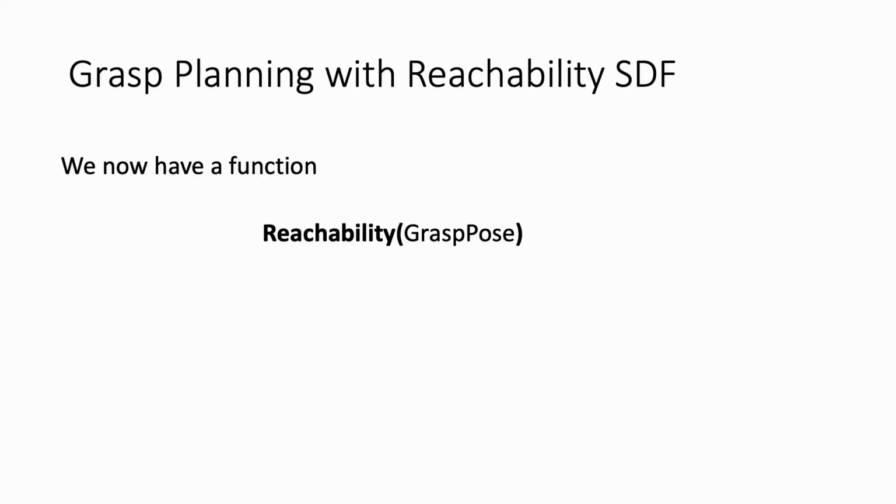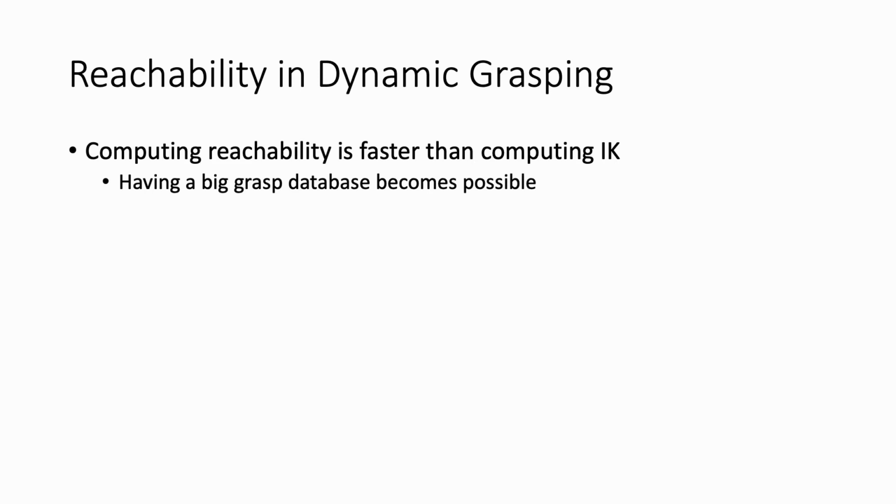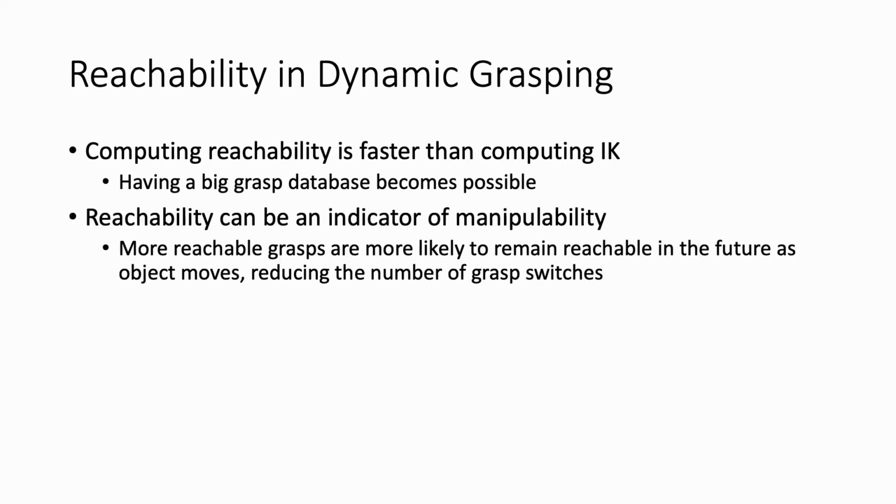We now have a function that takes in a 6D grasp pose and returns its reachability value. Our previous work has shown that this function, used as an objective function along with other stability objective functions, can greatly improve the success rate of robotic grasping in static environments. In this project, we showed that it can also help a lot in dynamic environments. Firstly, computing reachability using this function is much faster than computing inverse kinematics. This makes having a big grasp database feasible in real time.